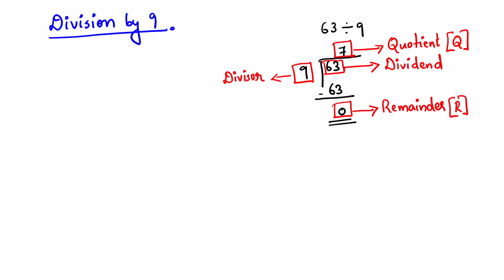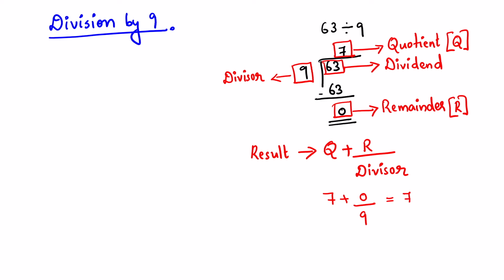Now, the result will be in decimal format and it can be written as quotient plus remainder divided by divisor. So, here quotient is 7 plus remainder is 0 and divisor is 9. So, the answer is 7 plus 0, which is nothing but 7. So, it can be written like 7.0.